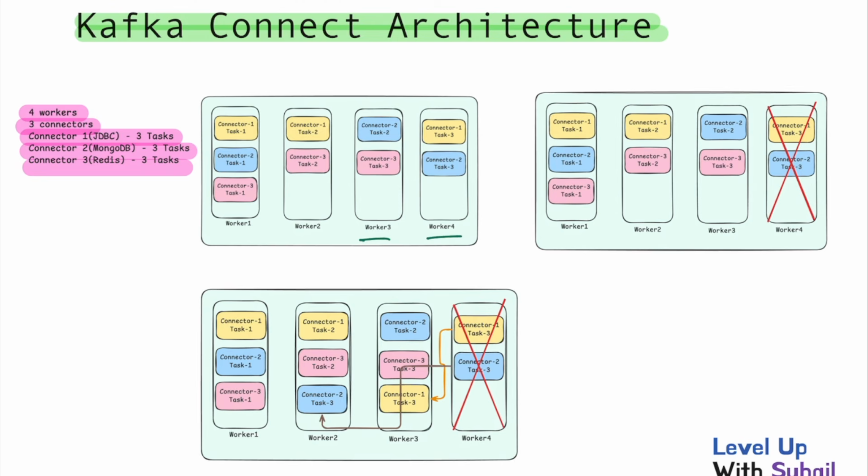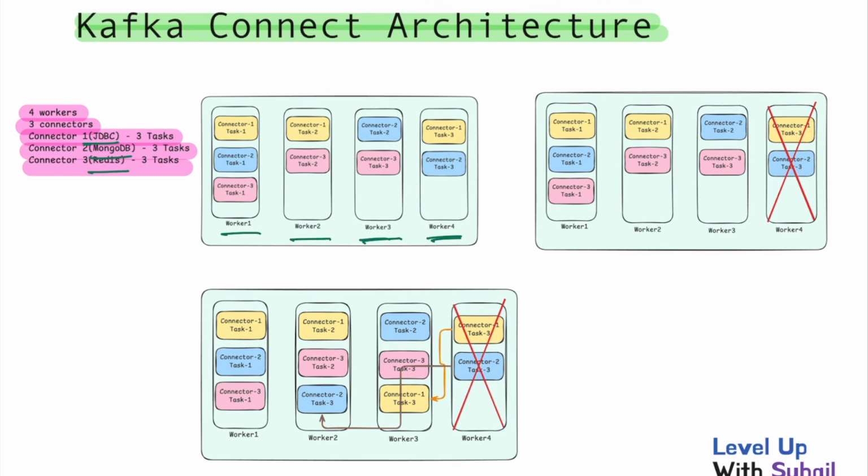For example, in this use case, we have 4 workers: worker 1, worker 2, worker 3, and worker 4. And we have 3 connectors. Let's say one connector is reading from JDBC and feeding into Kafka. Another connector is reading from Kafka and feeding into MongoDB, and the third connector is reading from Kafka and feeding into Redis. Let's say these are the 3 connectors we have.